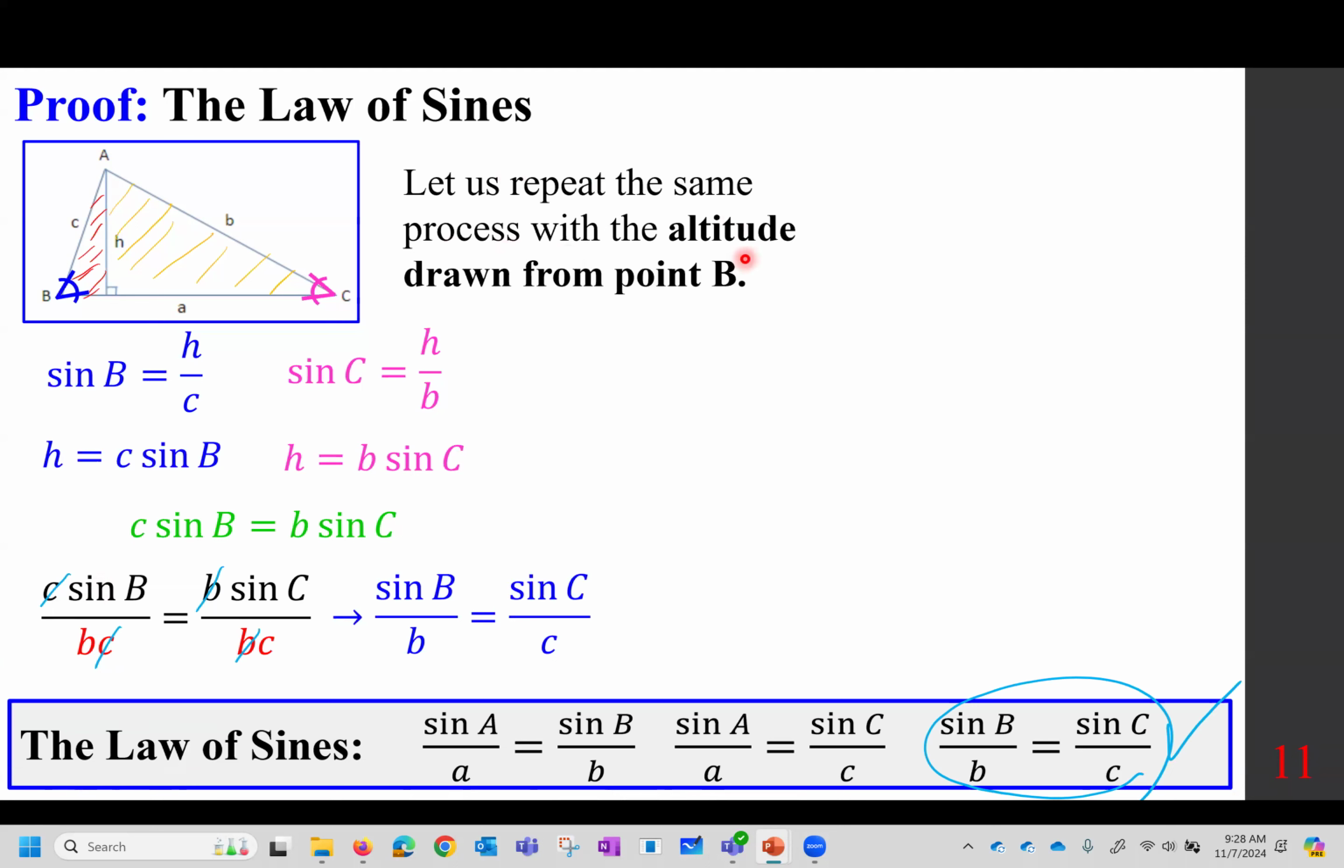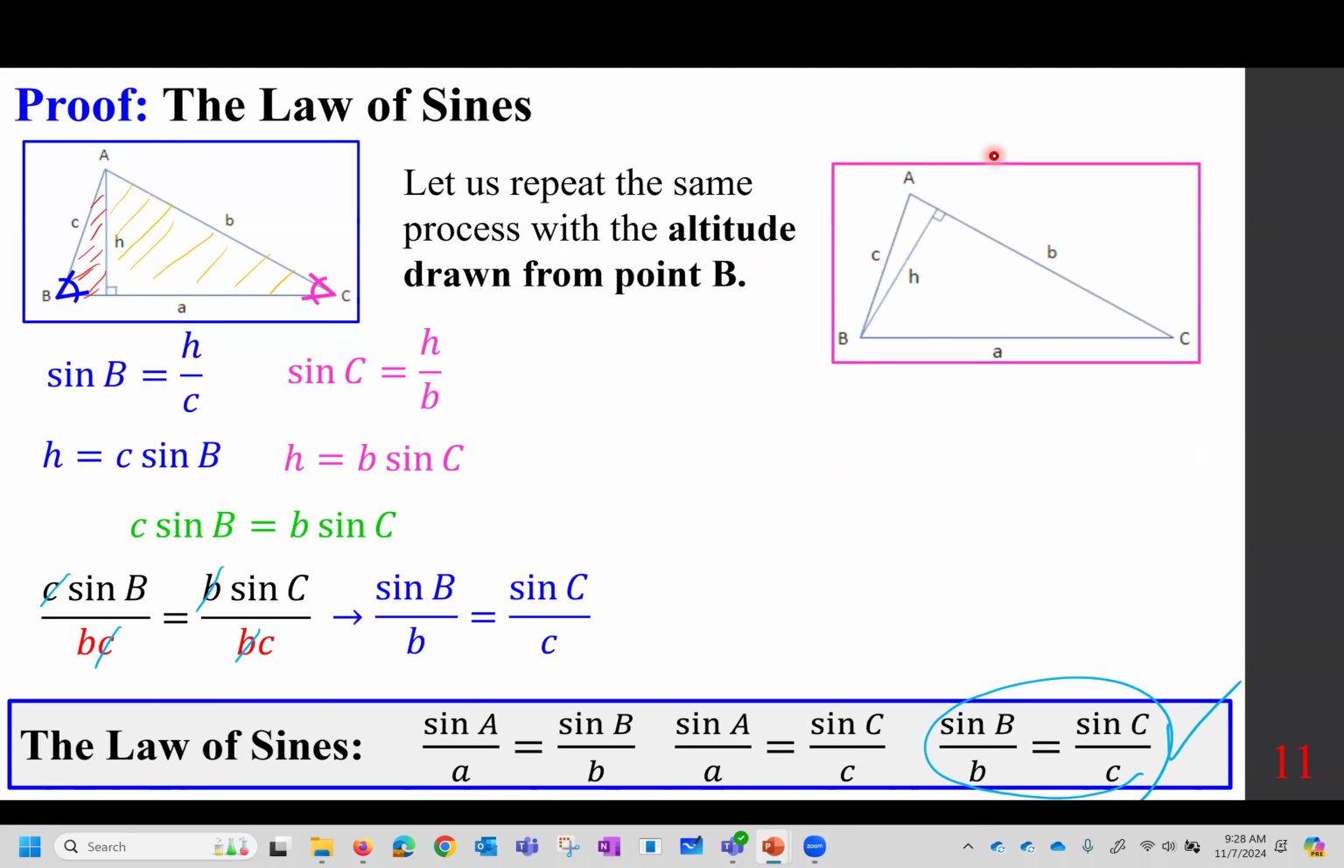Let us repeat the same process with the altitude drawn from point B. Over here from A, we dropped a perpendicular. Now we drop a perpendicular this way, right? And we look at this angle, A. Sine of A is the opposite, which is h, over the hypotenuse, which is c, and h is the product of these two.